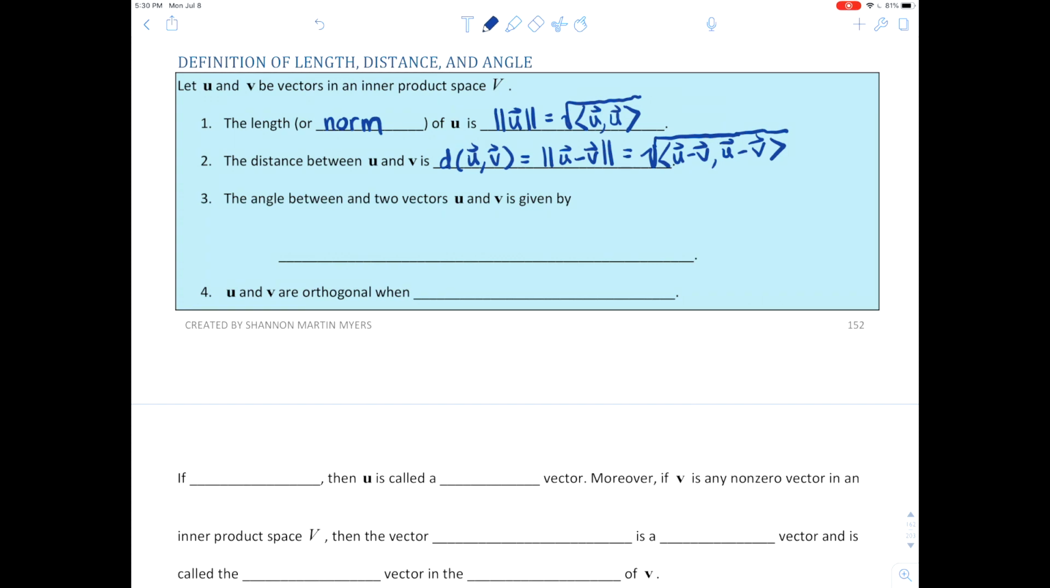The angle between two vectors u and v, what do you think that's going to be? Cosine theta equals the inner product of u and v divided by the magnitude of u times the magnitude of v. And then what was the condition on that angle? Beautiful. It's between 0 and pi inclusive. And then u and v are orthogonal when their inner product is 0. Cool?